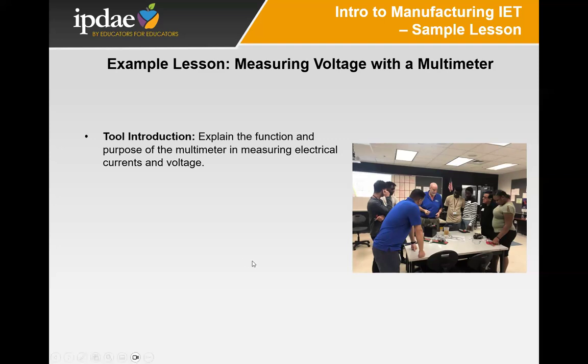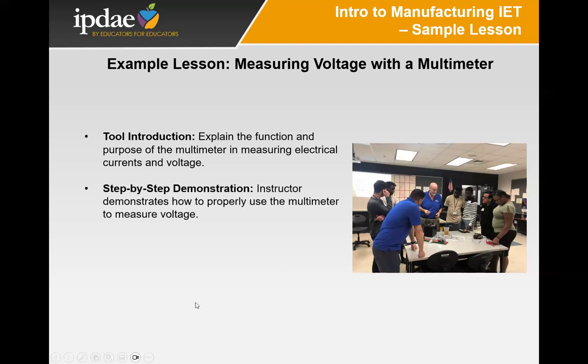You can see that we have an adult ed or literacy teacher here alongside our content teacher. So the content teacher is explaining the function and purpose of the multimeter and measuring electrical currents and voltage. Next, the content teacher is going to demonstrate how to use the multimeter to measure voltage. And the adult ed teacher is not just sitting there and watching. He's going to be asking clarifying questions to help the students feel comfortable asking their own questions, as well as checking to make sure the students are following along and understanding. And if they don't, they're going to stop, check, make sure that they understand the terminology, and then they can resume. And then next, the students take turns practicing with the teacher in the moment using the multimeter.